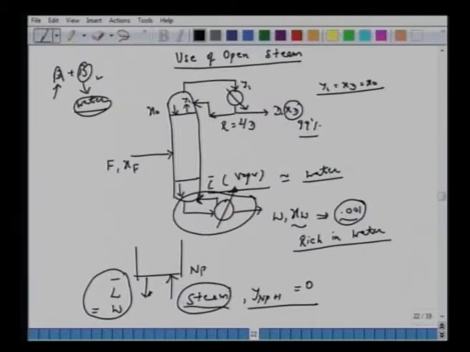This steam may be available from some nearby plant. So from there we can take steam and send it back to the distillation column where there is no reboiler. We call this an open system. Now how do we address this type of situation?